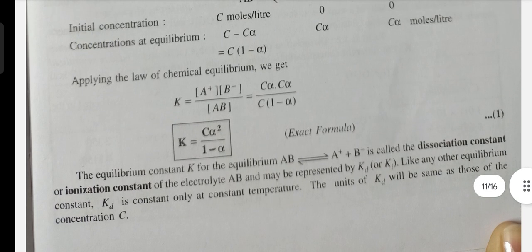The equilibrium constant K for the equilibrium AB ⇌ A+ + B- is called the dissociation constant or ionization constant of the electrolyte AB and may be represented by Kd. Like any other equilibrium constant, Kd is constant only at constant temperature. The unit of Kd will be the same as that of the concentration C.